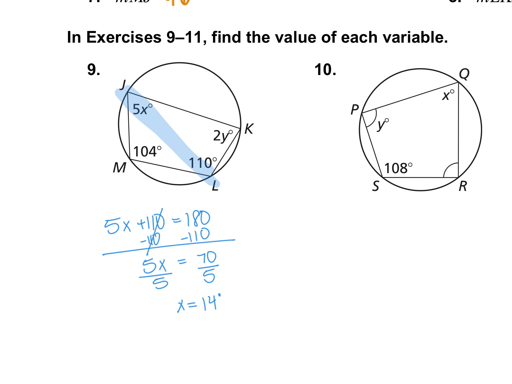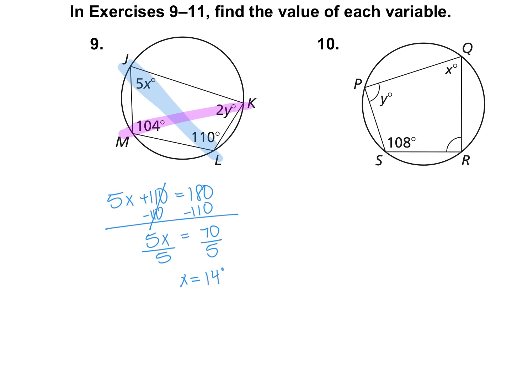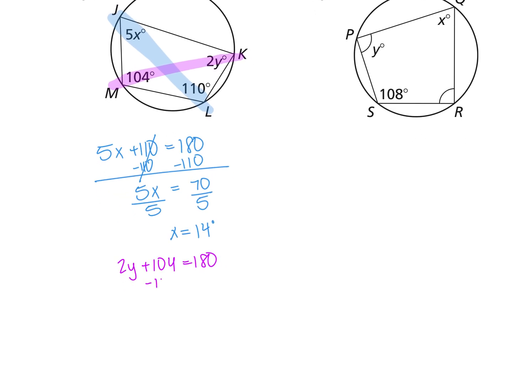All right, now I'm doing the same thing for the other side. Okay, these 2 angles added together. Adding them together, I'm going to have 2y plus 104 equals 180. Subtract 104 from both sides. I'm going to get 2y equals 76. Divide both sides by 2, y equals 38. So this is what you should have had as your answer.